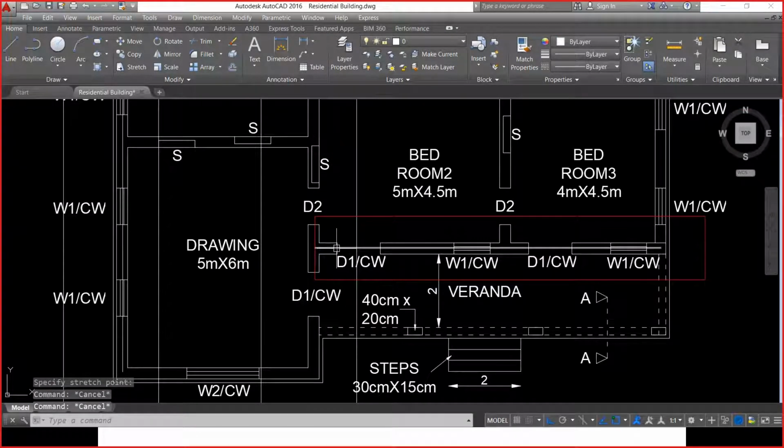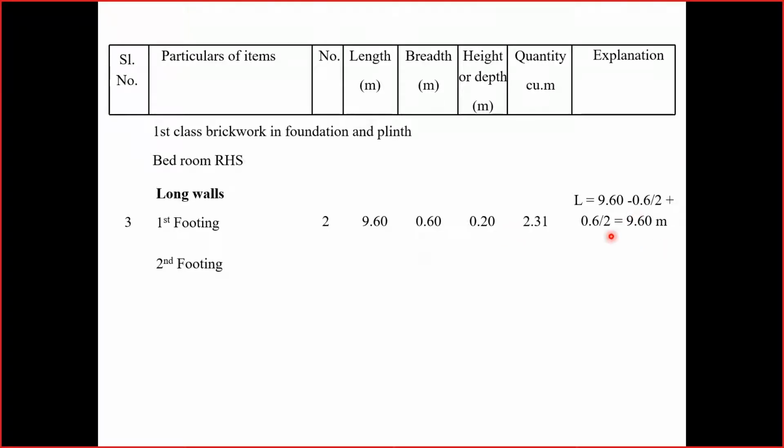So deduct 0.5 by 2 on the left hand side and add 0.5 by 2 on the right hand side to the center line length to get the actual length. So 9.6 minus 0.5 by 2 plus 0.5 by 2 is going to get us again the same value, 9.6 meters.